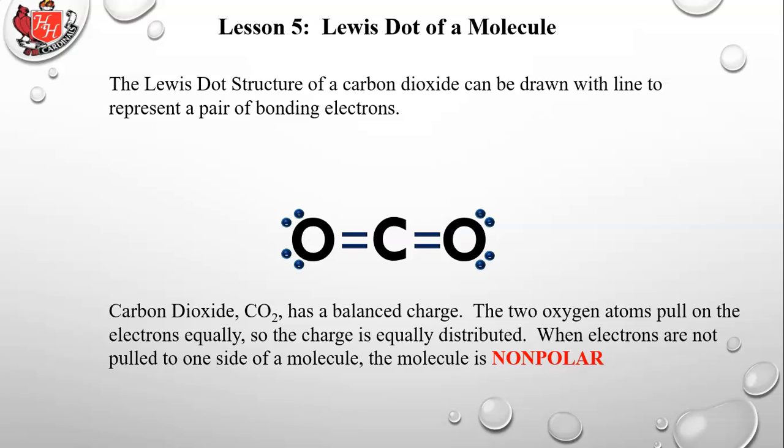They look even. They look like they're constructed in a balanced way. So you have an oxygen on the left and an oxygen on the right. What that means is the oxygens are going to pull on the electrons equally, and so one oxygen is not going to pull the electrons more to its side than the other oxygen because they're equally strong. So you're going to end up with the electrons equally distributed.